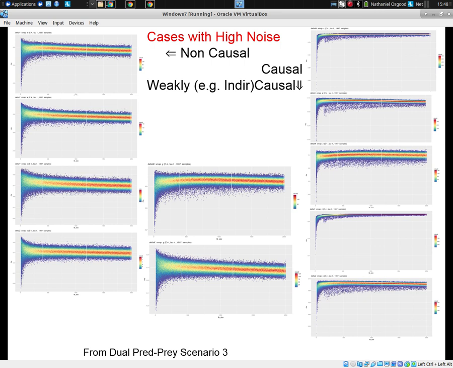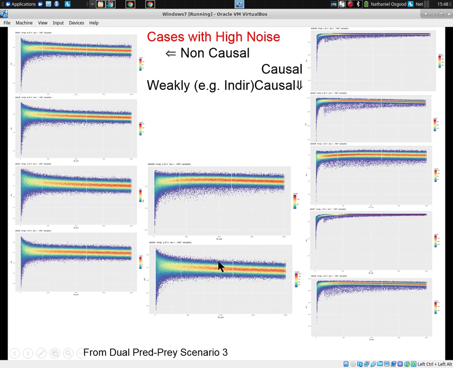Take a look at this. Take a look at the causal linkage. Still quite strong causal signal. No big problems there. Take a look at the non-causal. No real ambiguities there. Take a look at the weakly causal.